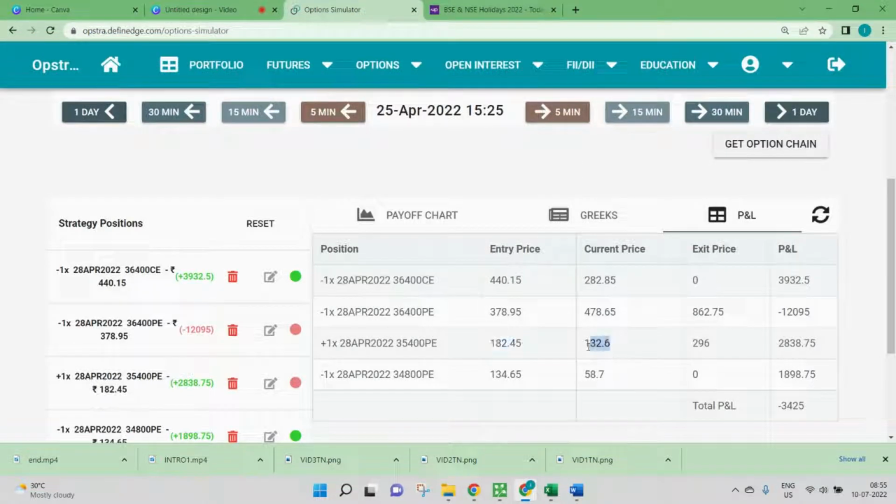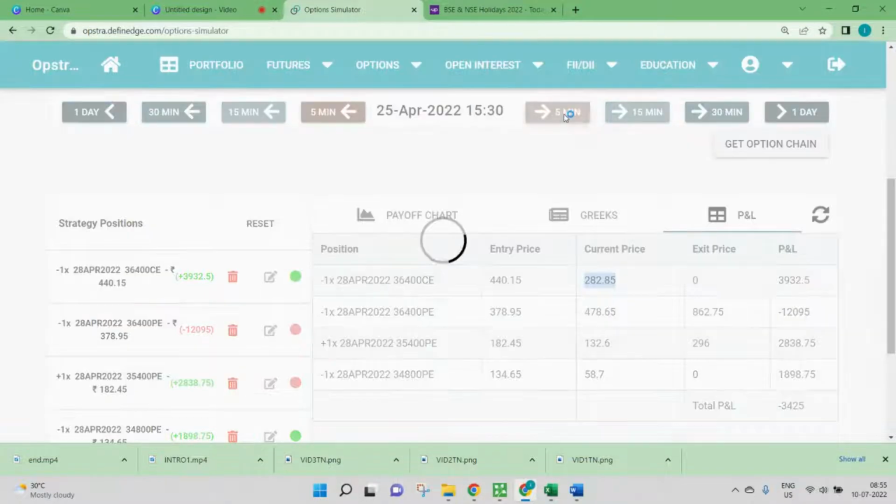So we have P less than C. So there is no need of protection at 3:25 p.m. We keep moving.